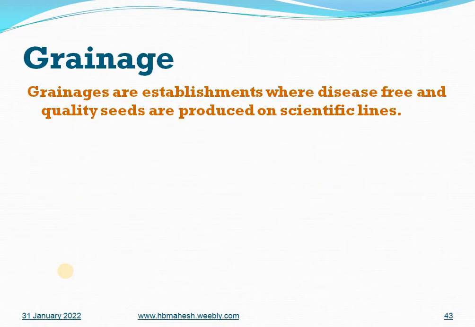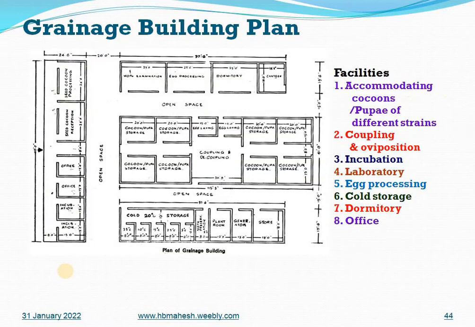Now let us discuss the grainage activity. What is grainage? One mark question. Grainages are the centers where disease-free and quality seeds are produced on scientific lines. Or in other words, grainage is a center where the silkworm seeds are produced on scientific lines. See, this is the grainage building plan. Of course, this can be modified according to our needs.